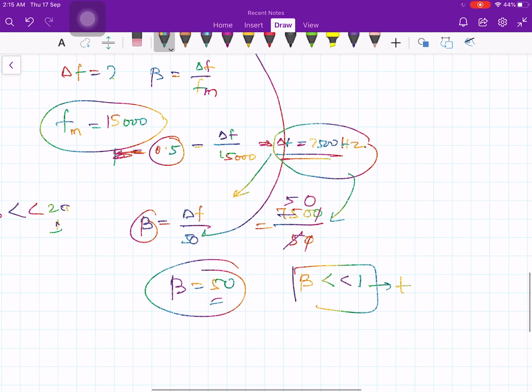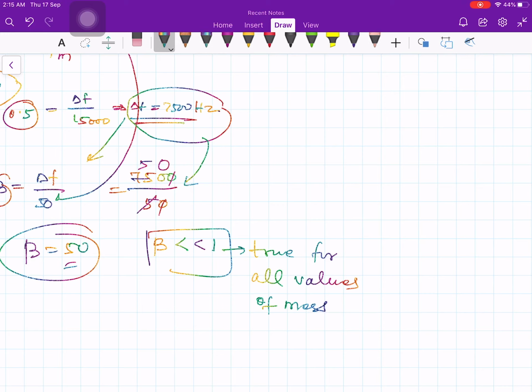This condition should be true for all values of the message signal. All values in the sense what? All frequencies which are present in the message signal. So that is why I did not choose the delta f value from the highest frequency component of your message signal.